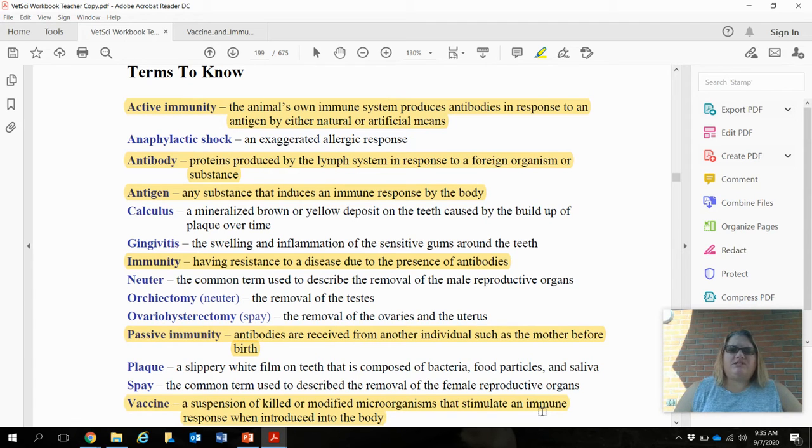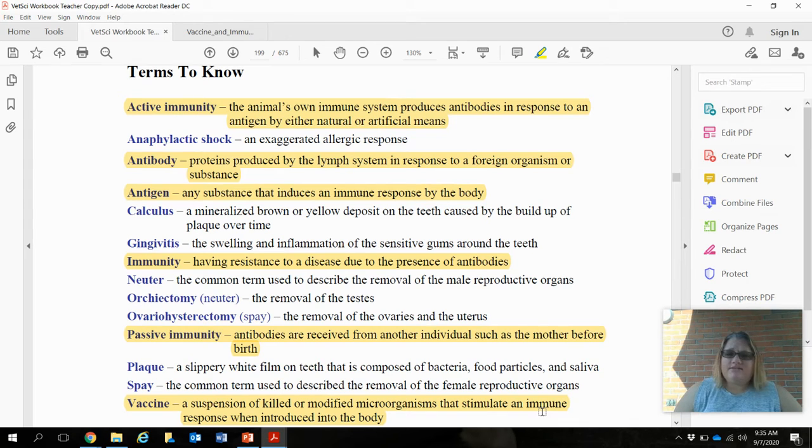Antibodies are proteins produced by the lymph system in response to foreign organisms or substances that are trying to invade your body or the animal's body. An antigen is any substance that induces an immune response in the body. And immunity is having resistance to a disease due to the presence of those antibodies.